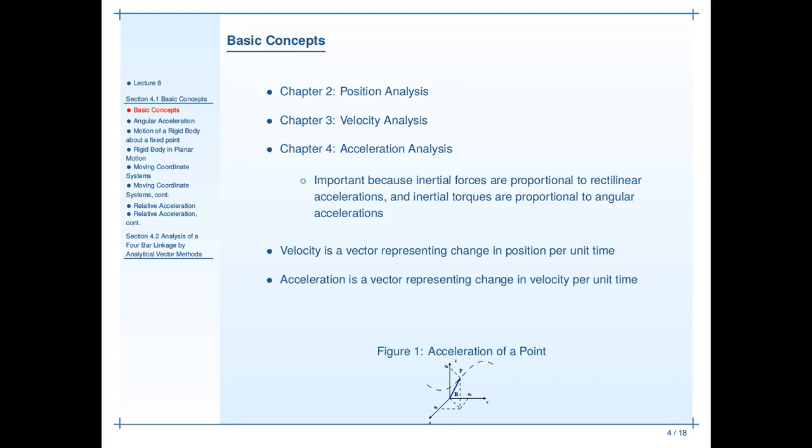We remember that velocity is a vector representing the change in position per unit time, and acceleration is a vector representing the change in velocity per unit time. And of course, if they are vectors, that means that they have both a direction and a magnitude.